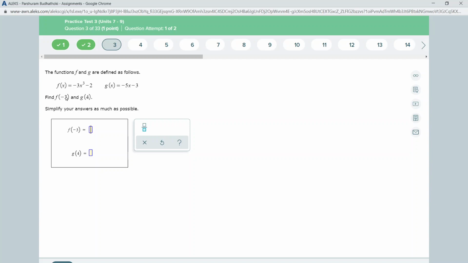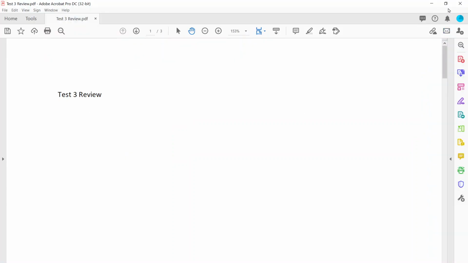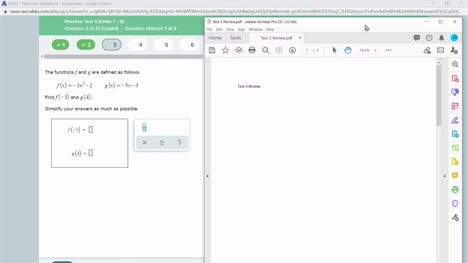Okay, we need to find the value of the function at -3 for f and at positive 4 for g of x. So just plug -3 in here. So -3 times (-3) to the power of 3. I'm going to use this PDF file for this problem. So this is number 3. f of -3 is equal to -3 times (-3)^3 minus 2. Just do the calculation. -3 times -3 times -3 is -27.